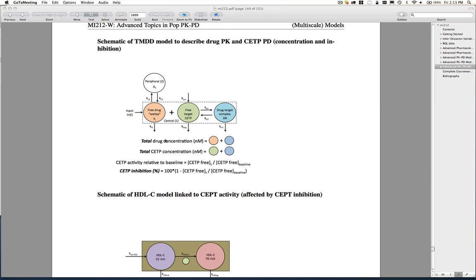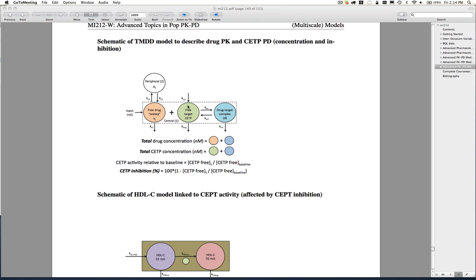Now, if you recall, when we're talking about total drug and total receptor, in this case CETP concentration, one of the first things we need to do is make sure that we're in molar units. And then the total drug is represented by the free plus the bound, and the total CETP is also represented by the free plus the bound. And these are the two quantities in this situation that were actually measured and reported.